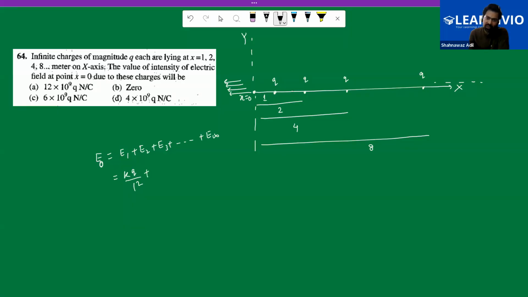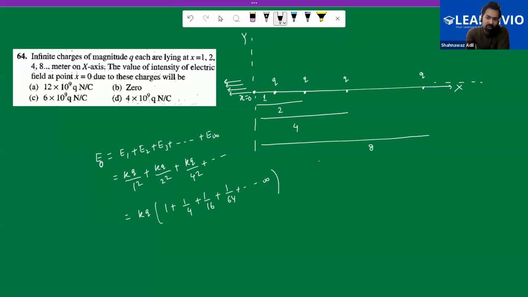And then what is E2? That is KQ by 2 square. And then E3? That is KQ by 4 square, and so on, right? So how much is this? This KQ we can take common, and then this is 1 plus 1 by 4 plus 1 by 16, and then 1 by 64, and so on up to infinity, right?